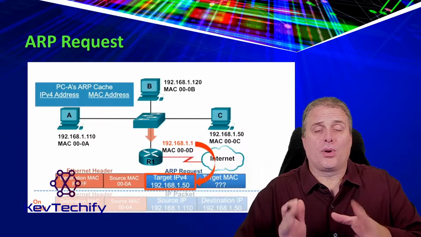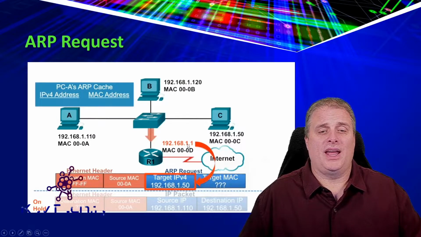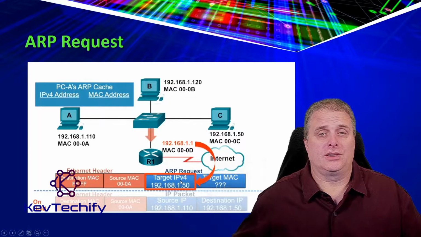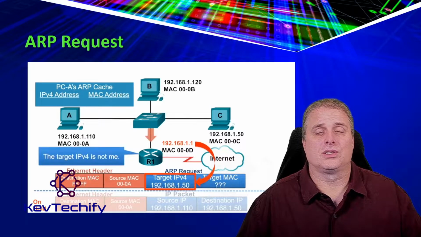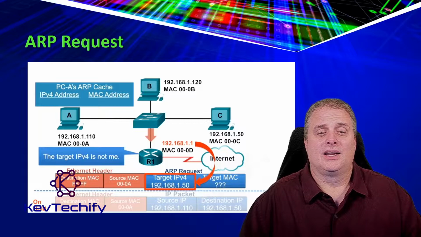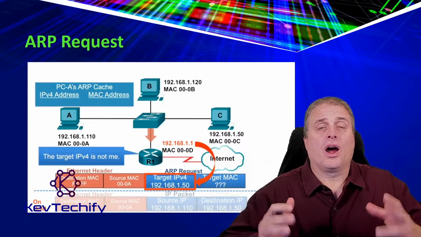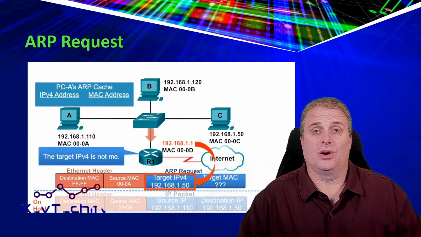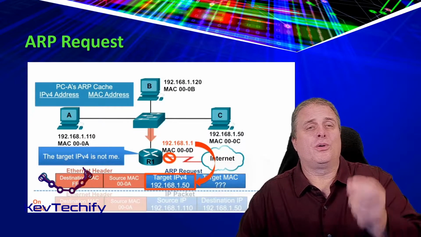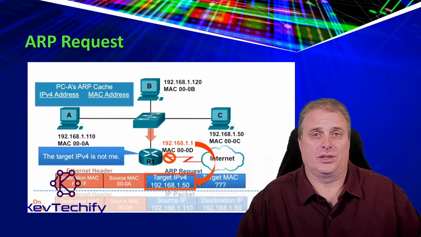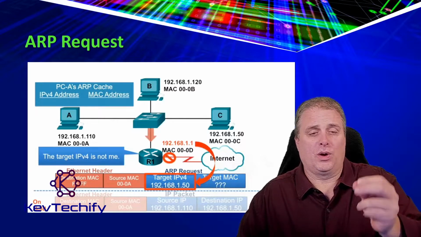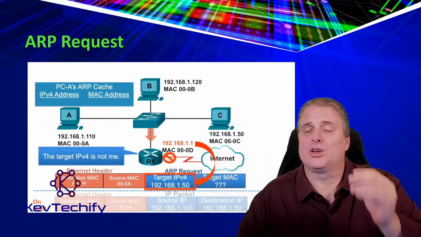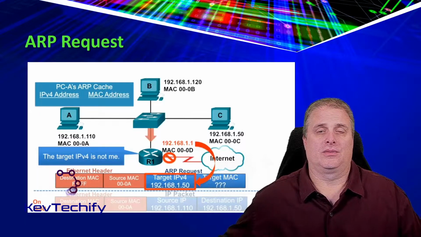R1's own ARP process examines its own IP address and compares it to the target IP address in the ARP request. R1 also realizes it's not its own IP address, so R1 does not have to send an ARP reply. Please note, routers do not forward ARP requests out their ports. So this ARP request stops at the router. It only stays on my network. It doesn't go to anybody else's network.